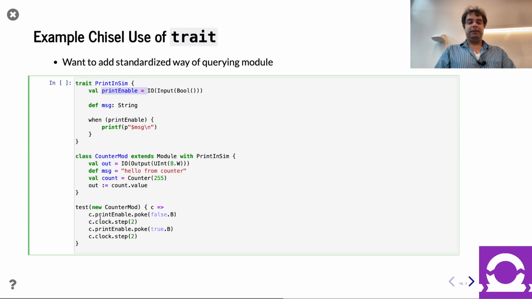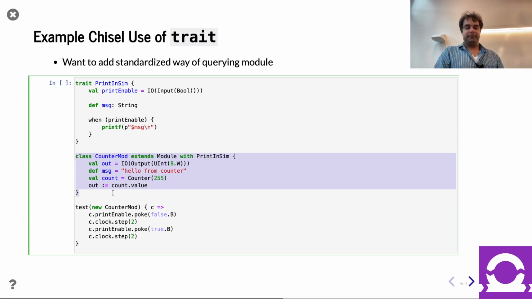So now the test case driver can actually access this port. Notice how, if you look at the class here, this module normally only has an output. However, thanks to this mixin via a trait, we now have an input, right?